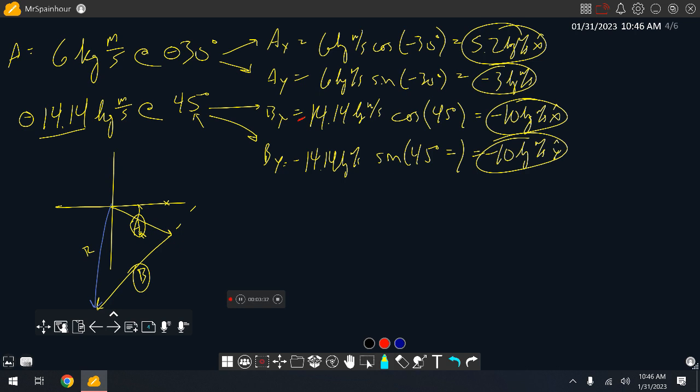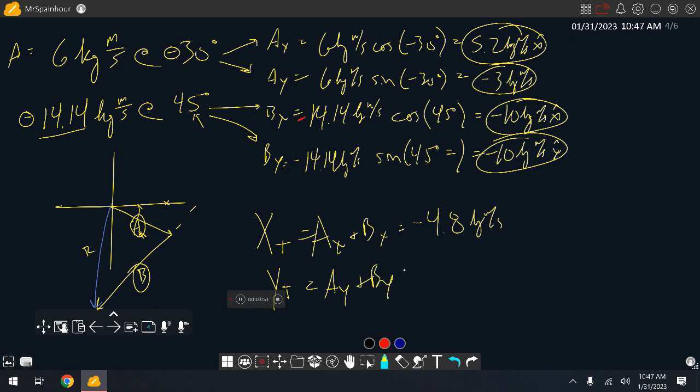And then to get the total, I need to add all the x's. So add Ax plus Bx, you can plug those numbers in there. That should be negative 4.8 kilograms meters per second, and total y is going to be y plus y, or negative 13. All right, and then we need to get our totals, and our totals are taking this total x and this total y to get this final magnitude.